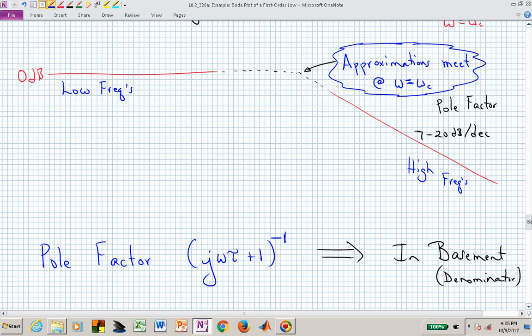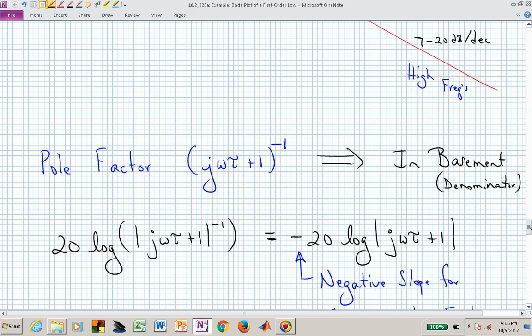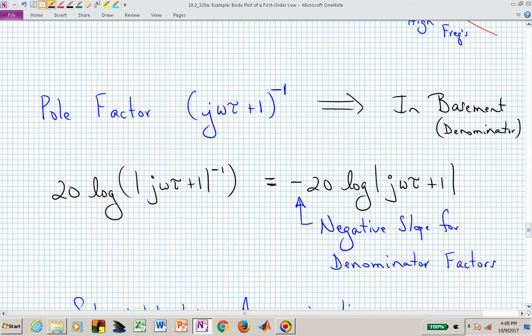So let's now look at that for this particular factor, which was a pole factor. That's why we're now in the basement. The pole factor is now j omega tau plus 1 raised to the minus 1. It's in the denominator. It's in the basement. We then have 20 log of the magnitude of j omega tau plus 1 inverted. Well, that exponent of minus 1 gets placed out front because of the properties of logarithms. We now have minus 20 log of j omega tau plus 1.